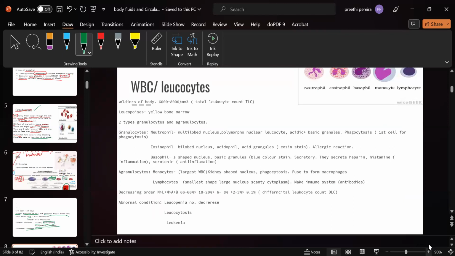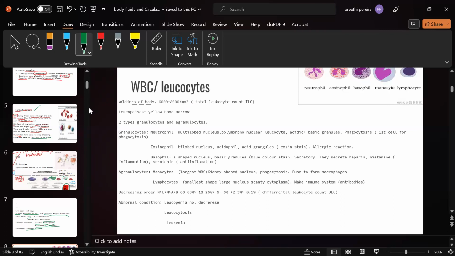Okay, so these are leukocytes or WBC, white blood corpuscles. These are the soldiers of our body. Matlab, they protect us. They are the defense mechanism. They protect us from getting attacked by pathogens. Their count is 6,000 to 8,000 per mm cube. So their count is a little less.